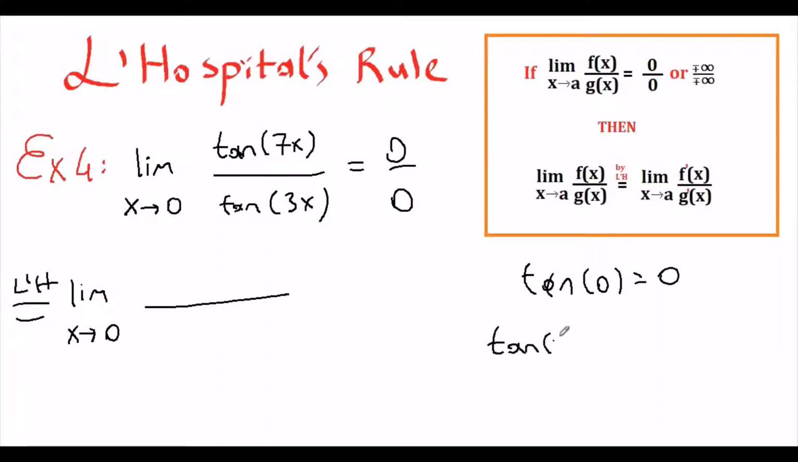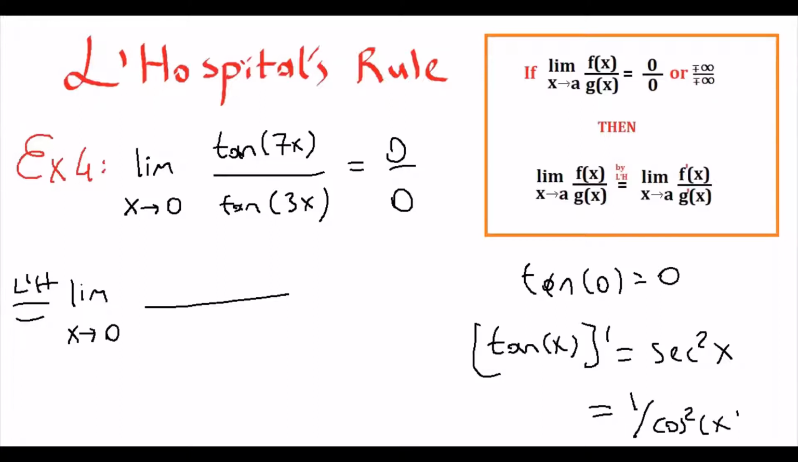The derivative of tangent of x is equal to secant squared of x. And secant squared of x is equal to 1 over cosine squared of x. So in our case, the derivative of tangent of 7x will be 1 over cosine squared of 7x times 7 by the chain rule, because we're going to multiply by the derivative of the inside function. And similarly, we're going to have 1 over cosine squared of 3x times 3.